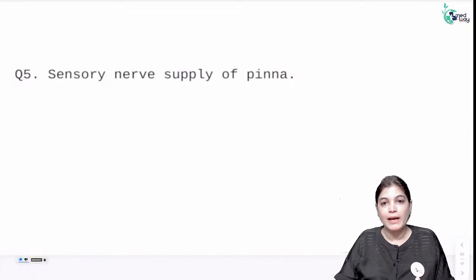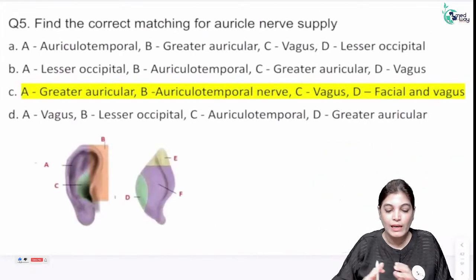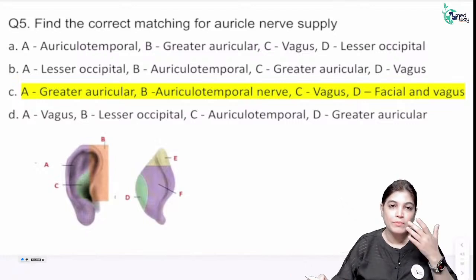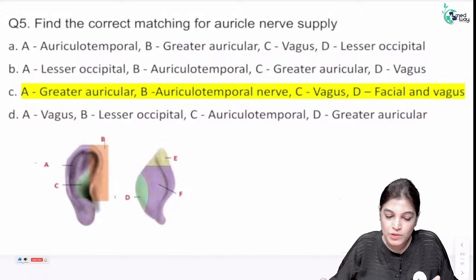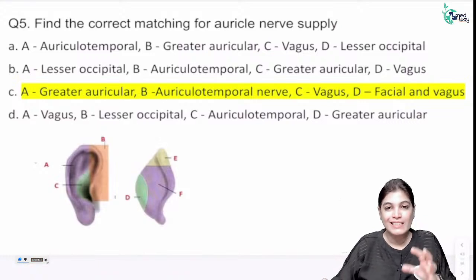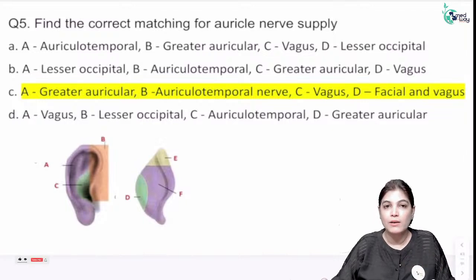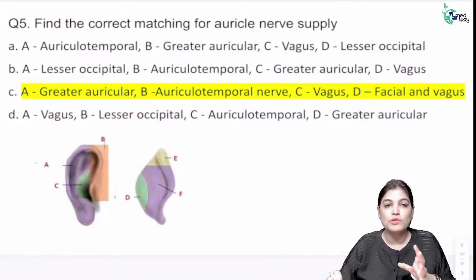Sensory nerve supply of the pinna. There was one question about the sensory nerve supply of the pinna. The question has been framed with options, and we have to find out the correct auricular nerve supply. So 4 options are there. It is an image based question with A, B, C, D all marked, and they are asking about the nerve supply for the pinna.